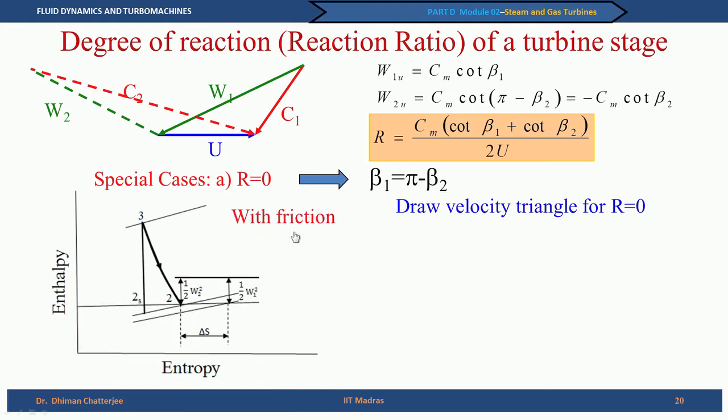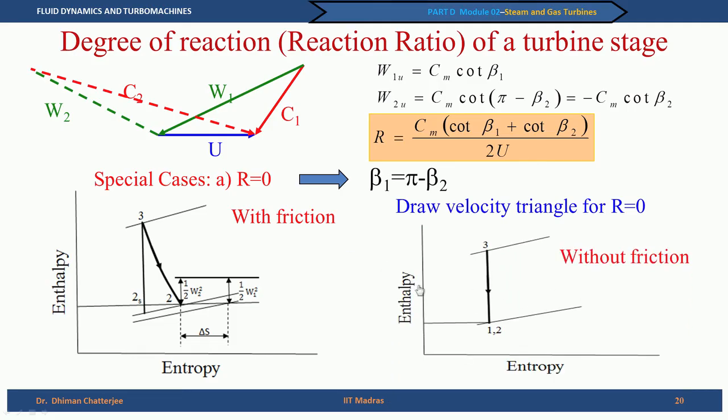Now, let us look at two cases of R equal to 0, one with friction and the other without friction. Let us start without friction. In case of without friction, we see that the expansion takes place in the nozzle from 3 to 2. Since R equal to 0, we know that H2 equal to H1 and there is no pressure drop.